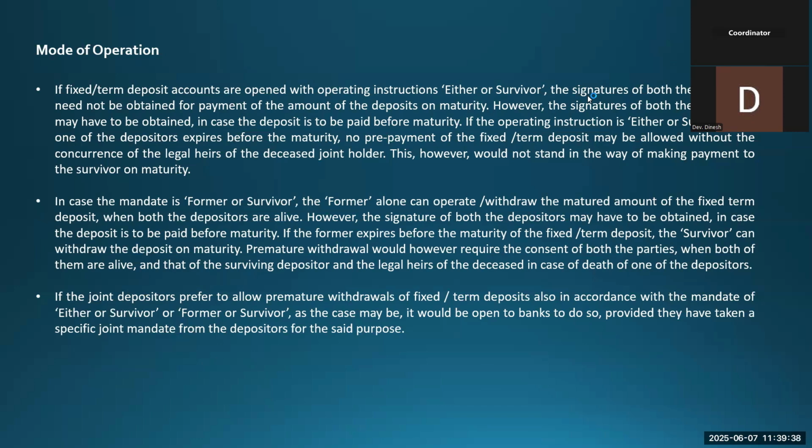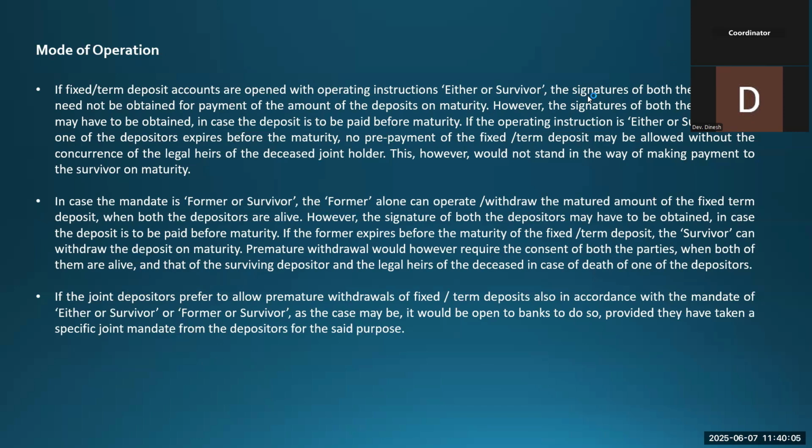Either or survivor means, it is applicable for a joint account. So if it is a savings account, either or survivor means anyone can operate the account. But if one of the joint account holders passes away, then the balance in the account will go to the survivor. Survivor who is alive.